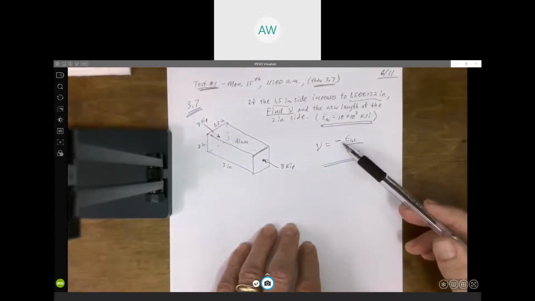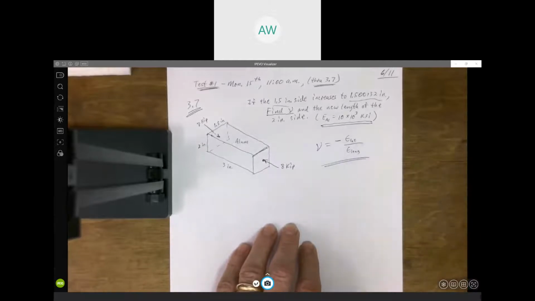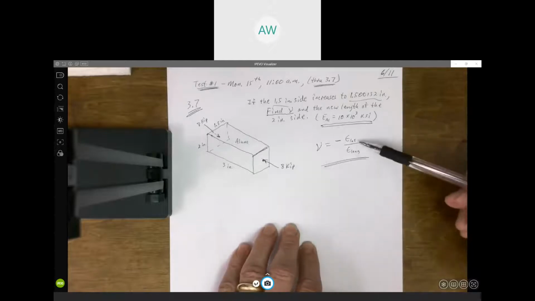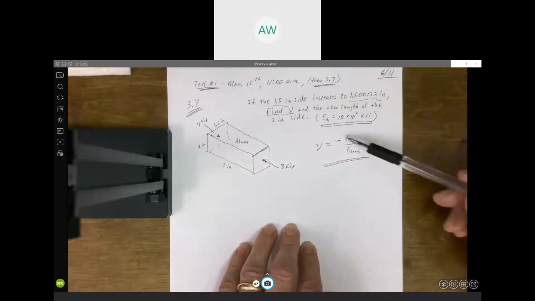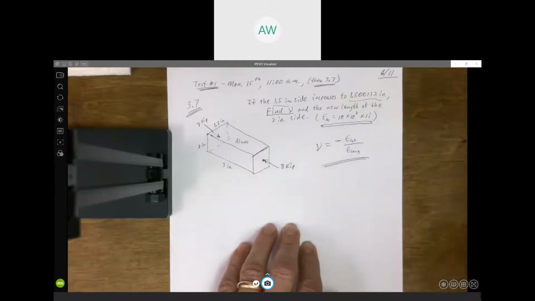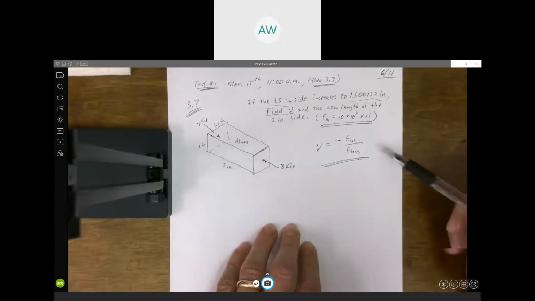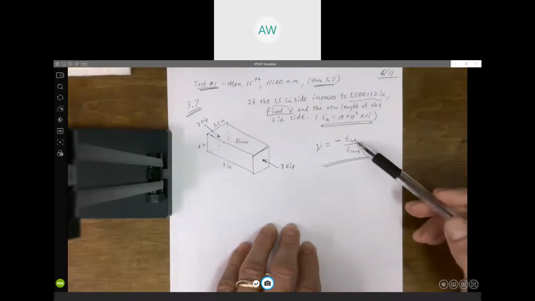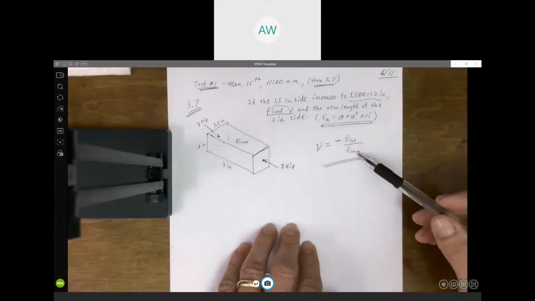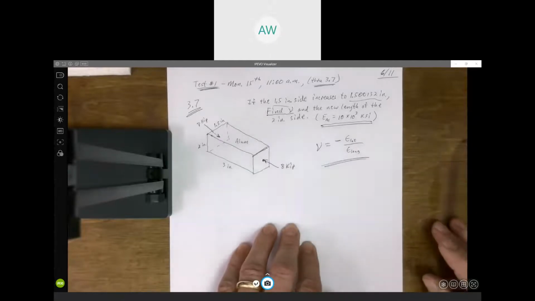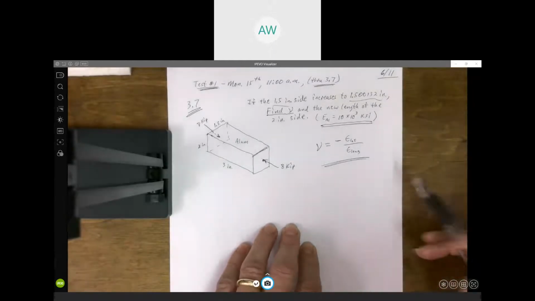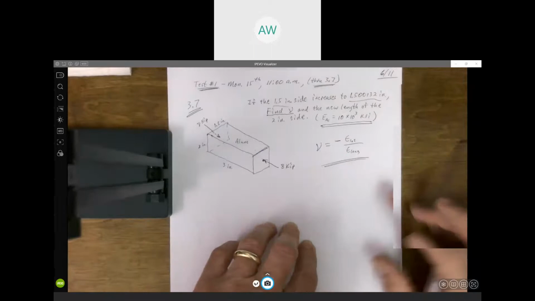Remind you, the negative is put in there so that Poisson's ratio always comes out positive, because these two strains, lateral and longitudinal, are going to be opposite signs. One's positive, one's negative. So we put the negative there, so Poisson's ratio comes out positive. So it looks like if we can calculate what the lateral strain is and what the longitudinal strain is, then we just plug those values in, we get Poisson's ratio. Right? So that's the approach, the way we're going to attack this specific example.